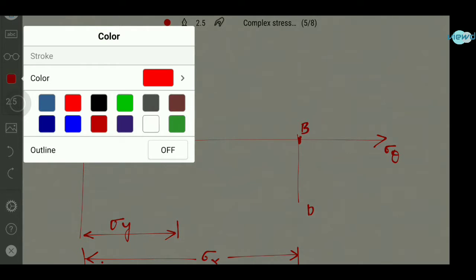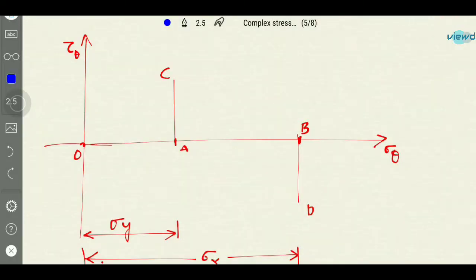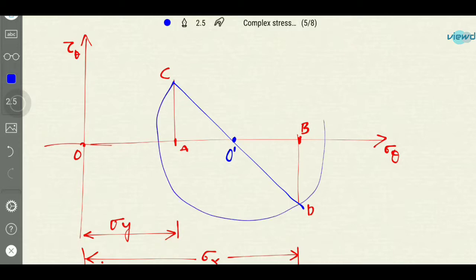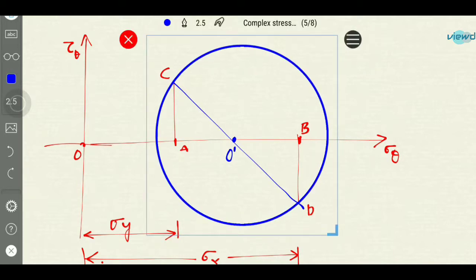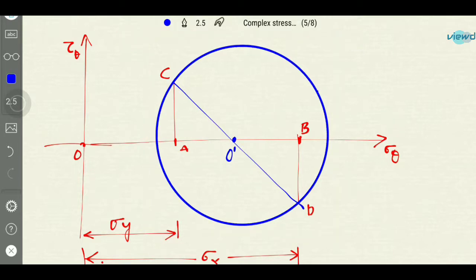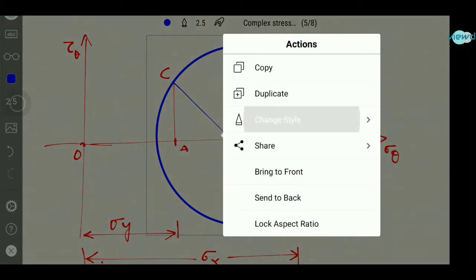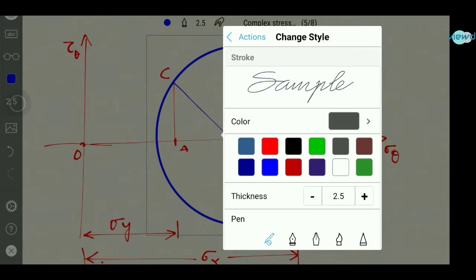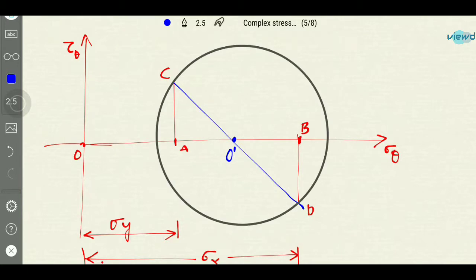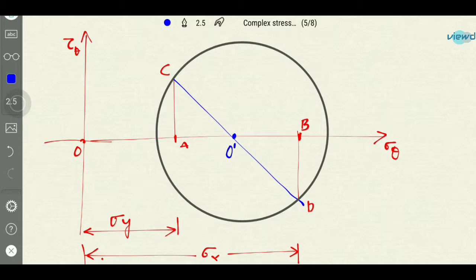Let me draw it with another color. So for this is the center. Let us say this O dash is the center of the Mohr circle. And now with this as center and O dash C as radius, we need to draw the circle. O dash C as radius or O dash D as radius, both will be same, right? So we need to draw the circle joining this. So this will be the circle. I'll change the color of this. So this is the Mohr circle for the given diagram.